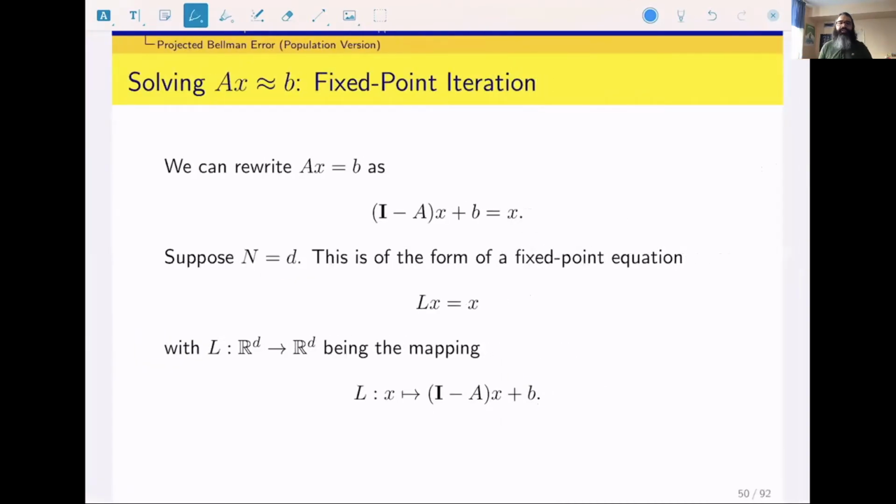And then we can also think of, as you mentioned, we can use an iterative approach.